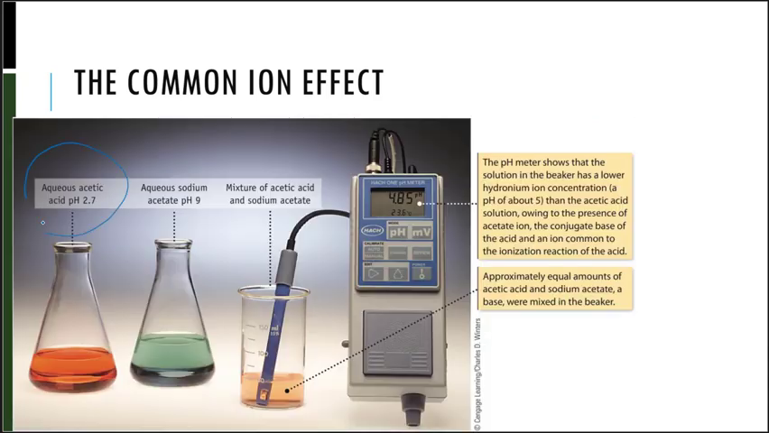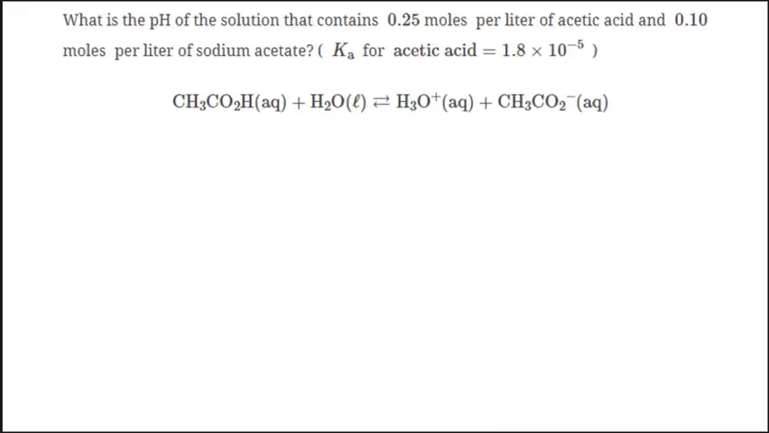We can see here that our aqueous acetic acid has a pH of 2.7 and our sodium acetate has a pH of 9. When I mix the two together, this pH meter shows that the solution in the beaker has a lower hydronium ion concentration than the acetic acid solution. Let's look at a sample problem.